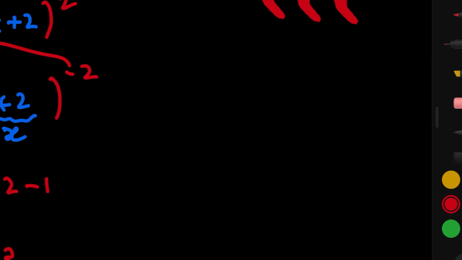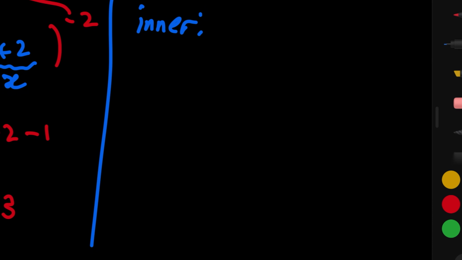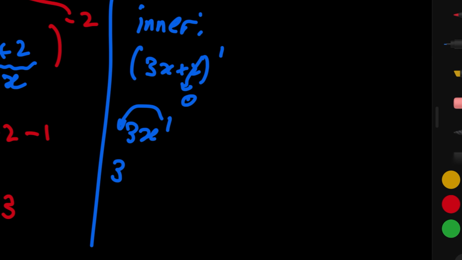And then we have to do our inner function. We get the derivative of 3x plus 2. 2 is a constant, so we don't need to worry about that. And then for 3x to the power of 1, we bring 1 forward. So it's 3 times 1 times x to the power of 1 minus 1. So that's just equal to 3.